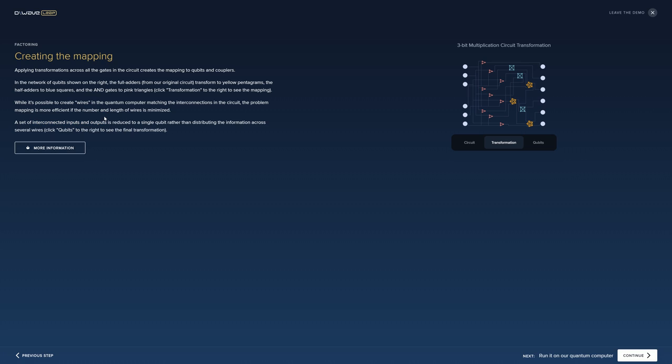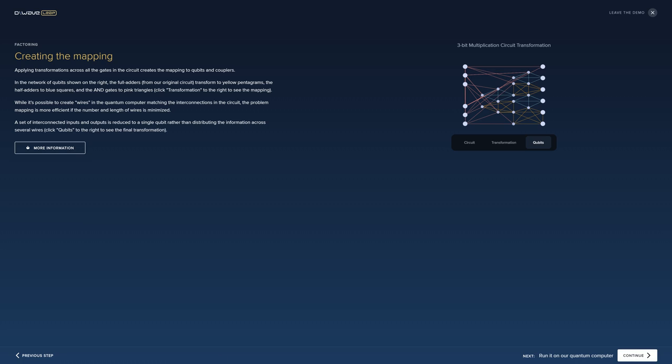Interconnected inputs and outputs is reduced to a single qubit rather than distributing the information across several wires. Click qubits to the right here to see the final transformation. See, step by step, everything is described. You just read step by step, going through here, click there, then do this. That's how it works. Here we go, and now you see.